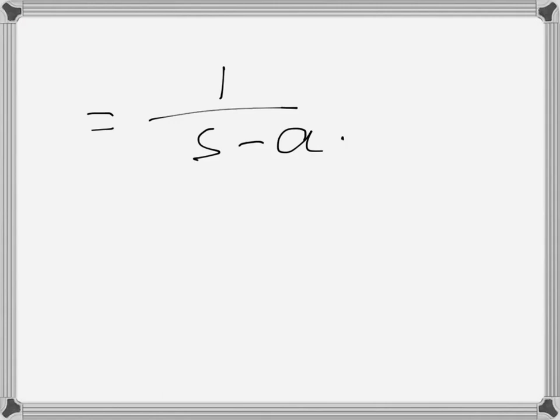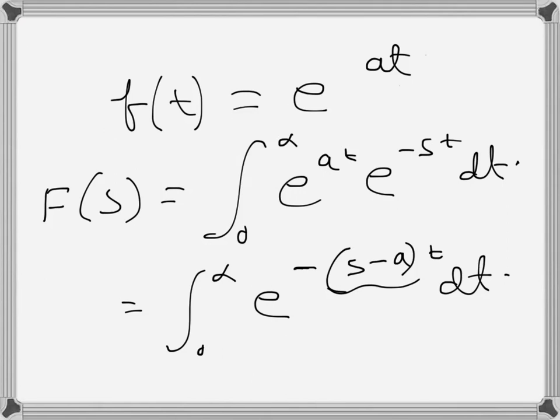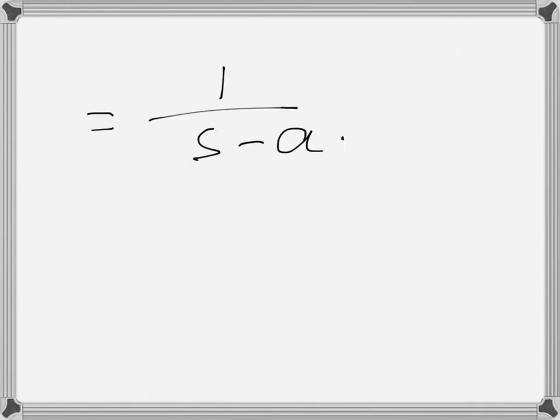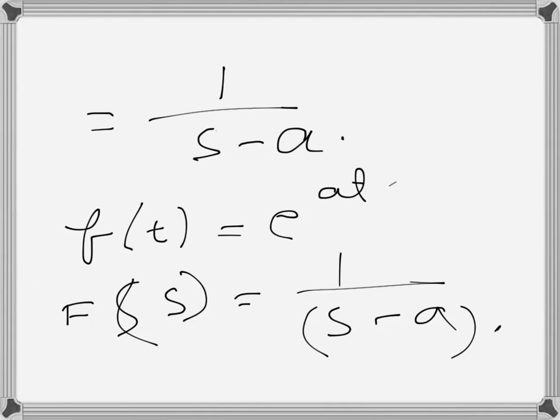Now we don't have any t term, it is just s, and a is the coefficient of t in the exponential function. So this is the Laplace transformation. This is just one example: f of t is e to the power at, so F of s is 1 over s minus a. This is how we can transform a time domain function into the Laplace domain.